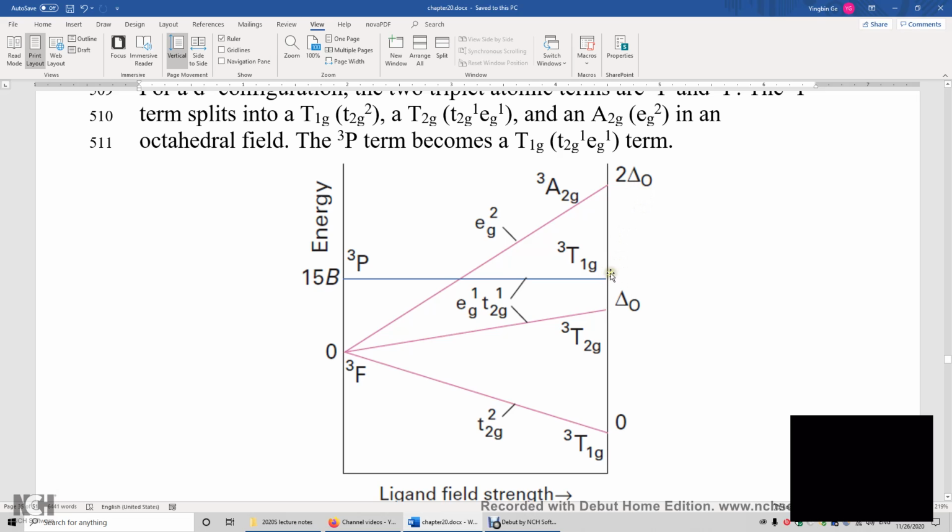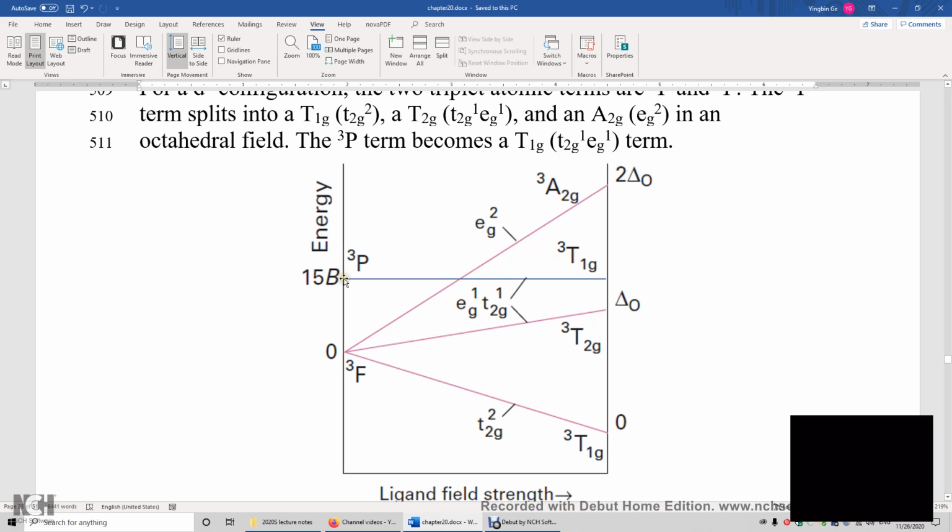So supposedly over here, this is delta O plus 15B, right? And this is 15B. So supposedly, the difference between this 3T1g and this 3T2g is a constant 15B, right? So supposedly this blue line and this pink line should be parallel. However, obviously they're not parallel to each other. What's the reason? Well, in a free ion, B is larger. B is the repulsion caused by putting 2 electrons in two d orbitals in the same plane. For example, dxy and dx squared minus y squared.